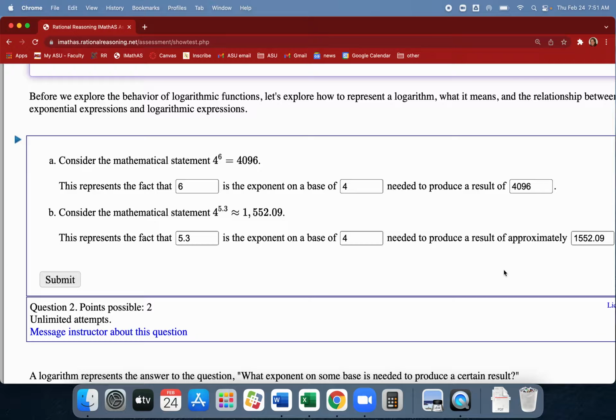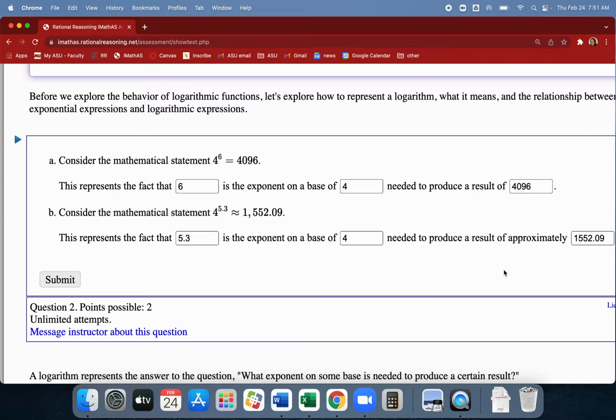just like with the 3s and the 81s, if we wanted to represent the same relationship, there are 3 numbers involved here. There's a base, an exponent, and a result. If I want to write this same relationship between those 3 numbers in logarithmic form, the 4 is still going to be the base. It's going to be the base of the logarithm, say log base 4.